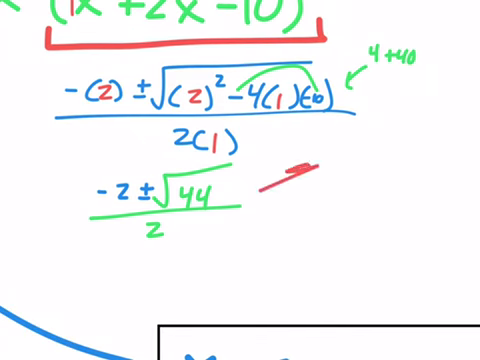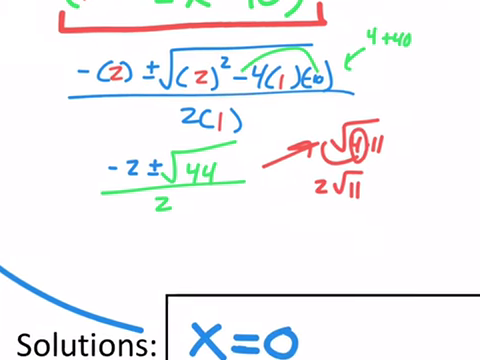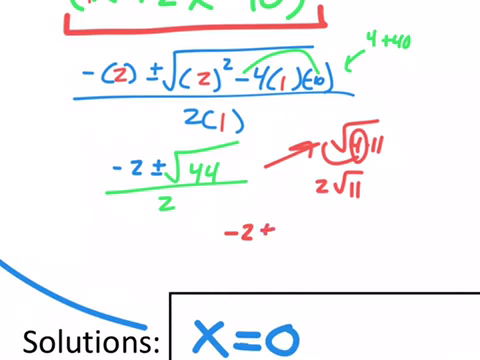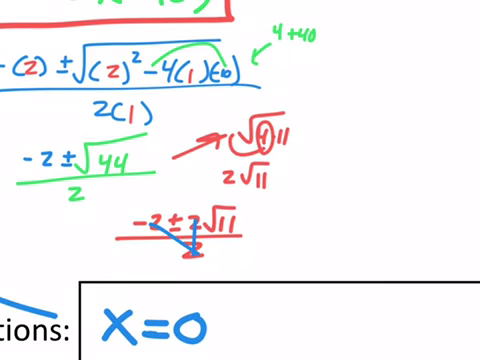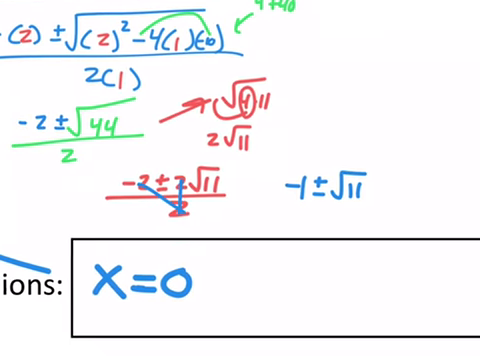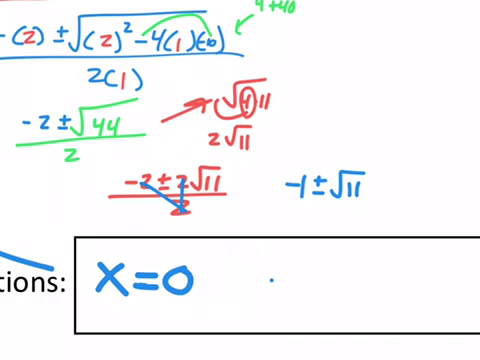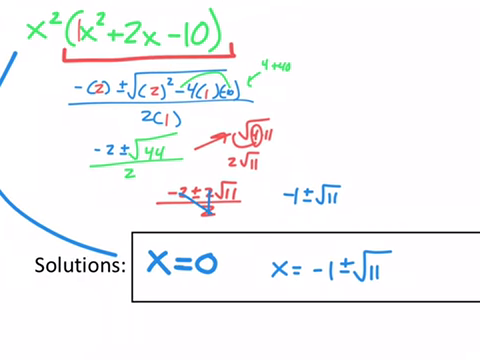I can simplify square root of 44 down to 4 and 11. Take the square root of 4 to get 2 square root 11. And then now, all of these are divisible by 2 to give us a negative 1 plus or minus the square root of 11. So that would be our other solutions right there.